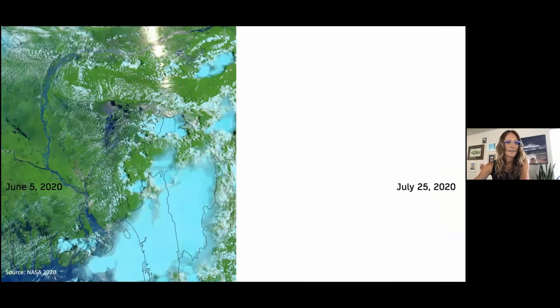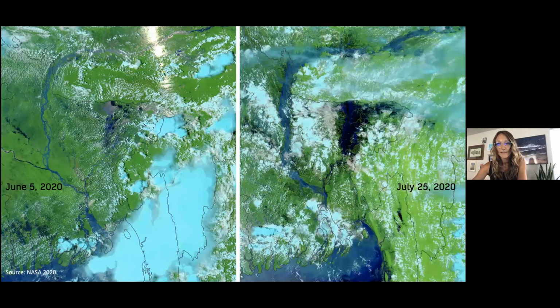I just found this last night. This is just an aerial image made by NASA of Bangladesh. As you can see, this is June 5th, and then this is July 25th, and the rains have not stopped yet. So this is an incredibly devastating situation for a very, very densely populated country.